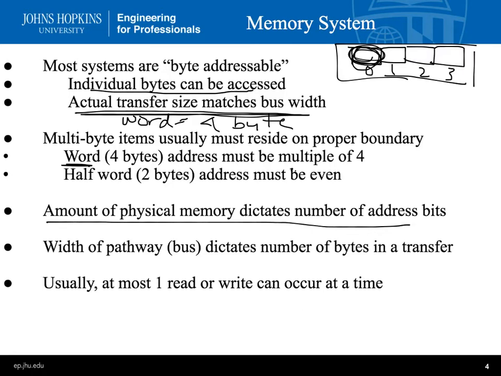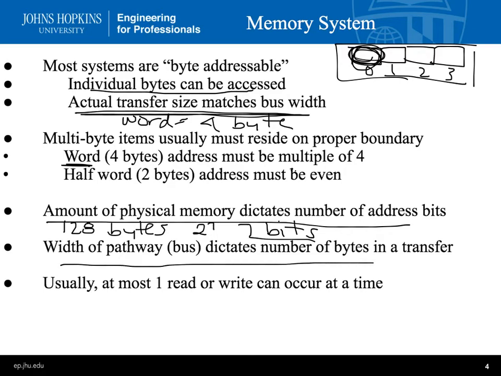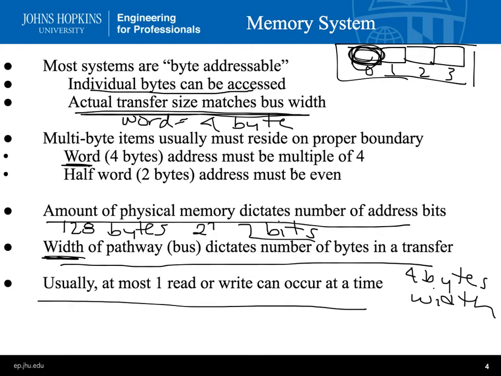So again, if we had 128 bytes of memory, that would mean 128 different addresses. So that's 2 to the 7th, so 7 bits would be in the address, because the address is given in binary. And again, the width of the pathway dictates the number of bytes in a transfer. So if our bus has a width of 4 bytes, that's what's going to be transferred. So we'll talk about the width. And most of the time you can only do one read or write at a time.